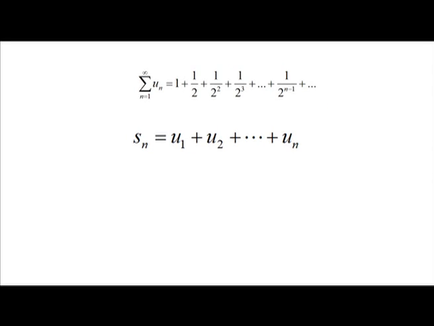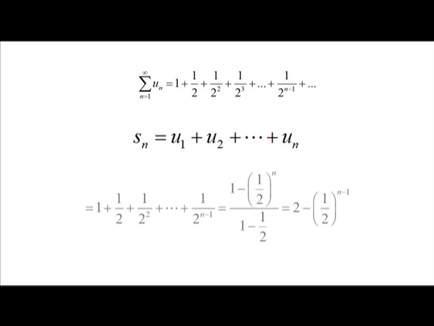The nth partial sum is given by Sn equal to u1 plus u2 plus etc. plus un, which is equal to 1 plus 1 upon 2 plus 1 upon 2 square plus etc. plus 1 upon 2 power n minus 1, which is equal to (1 minus (1 upon 2) whole power n) upon (1 minus 1 upon 2), which is equal to 2 minus 1 upon 2 power n minus 1.